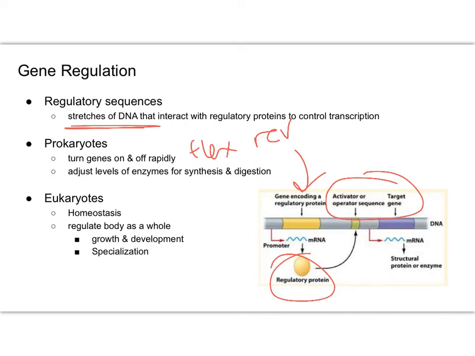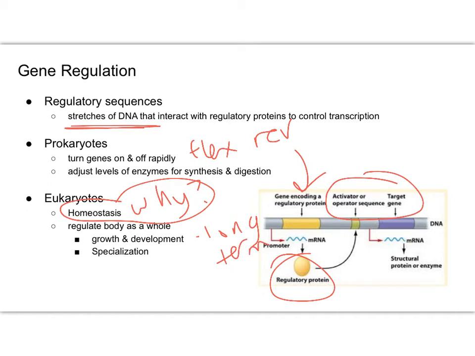So gene regulation in eukaryotes has evolved to help maintain homeostasis. Remember that constant internal environment? So to help maintain homeostasis while the external environment is constantly changing. So that's kind of the reason why gene regulation has really developed in eukaryotes, is to help maintain homeostasis. And in addition, like I said, they're helping regulate the body as a whole. So we're talking about growth and development or things that are long-term. Gene regulation helps regulate those things.